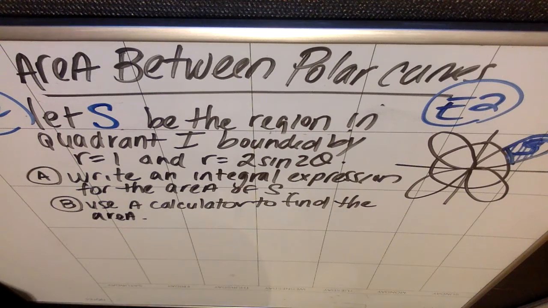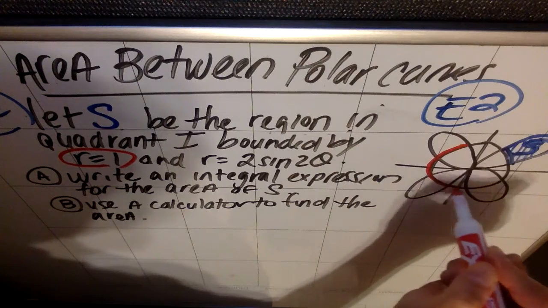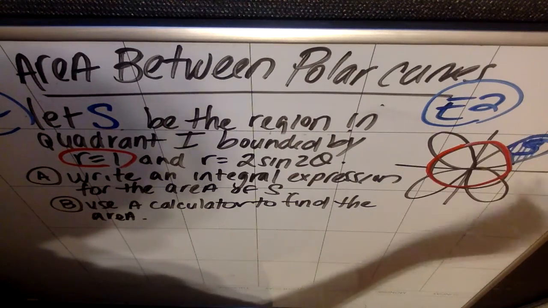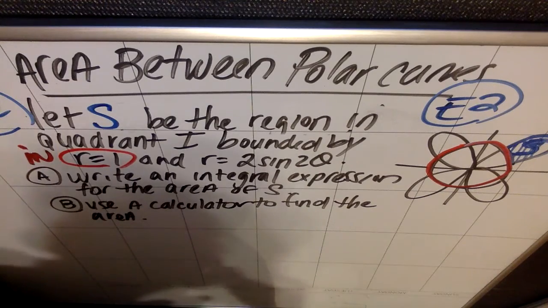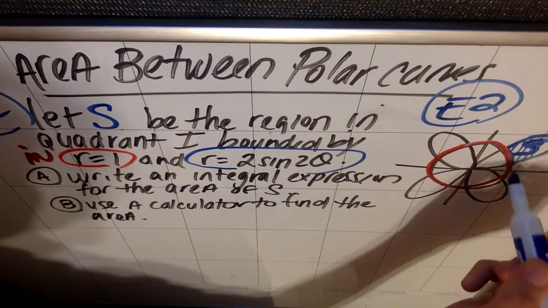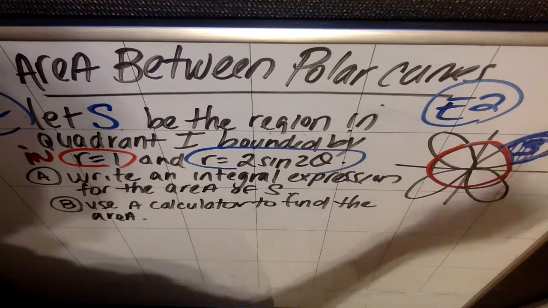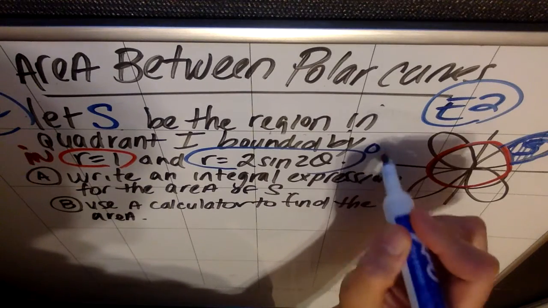So r equals 1, right? r equals 1 is this circle of radius 1 centered at the pole or the origin. So that's definitely my inside curve in this situation. And r equals 2 sine 2 theta is this rose curve that has this petal that peeks out past the circle. That's the area we want to find. So that's definitely my outside curve.